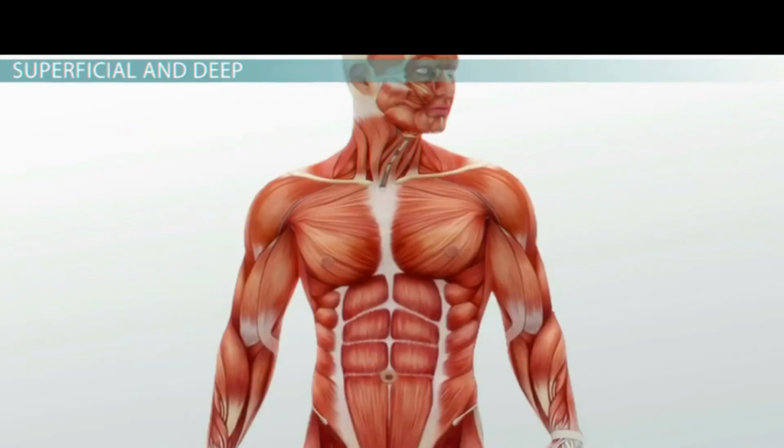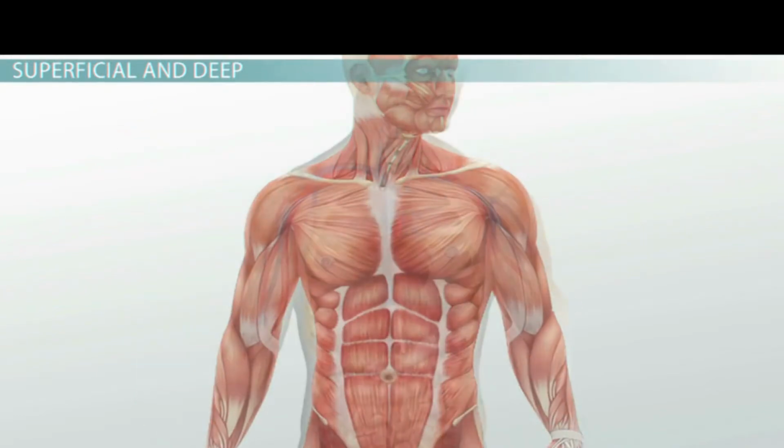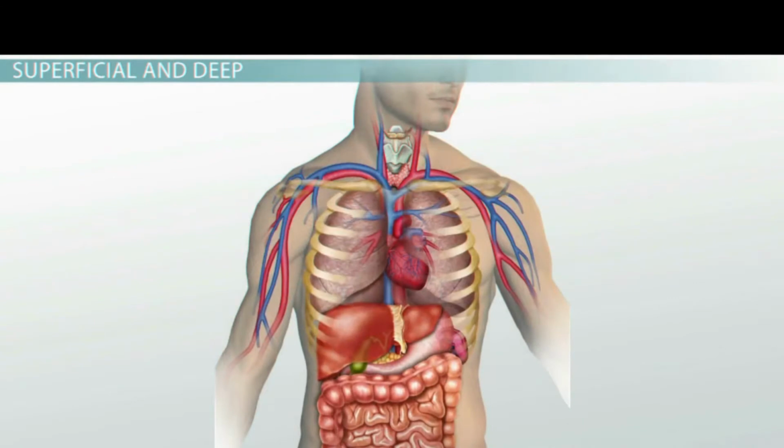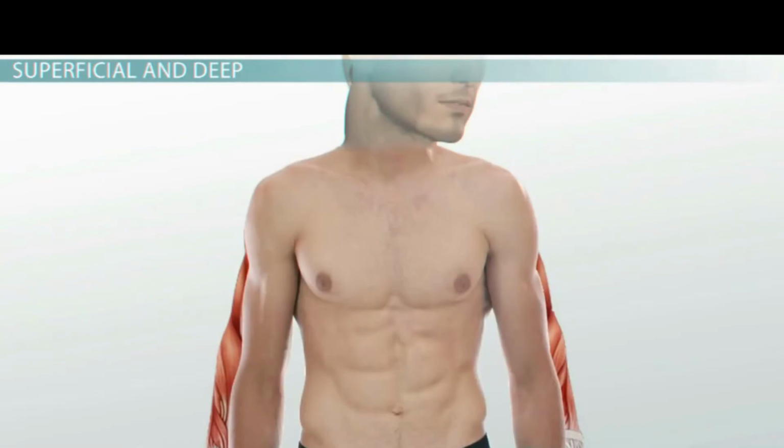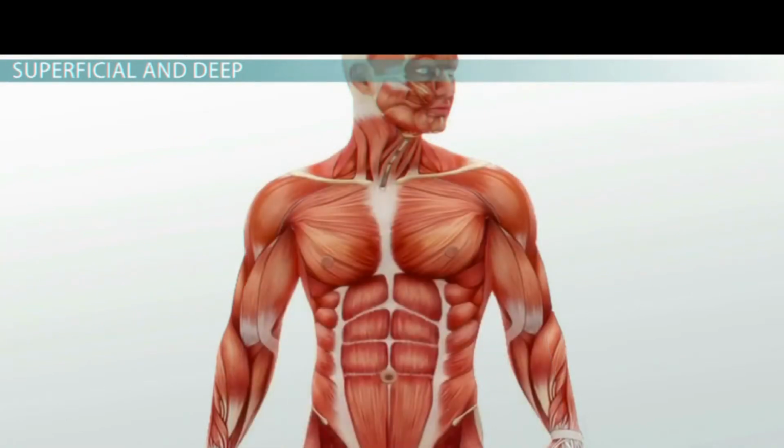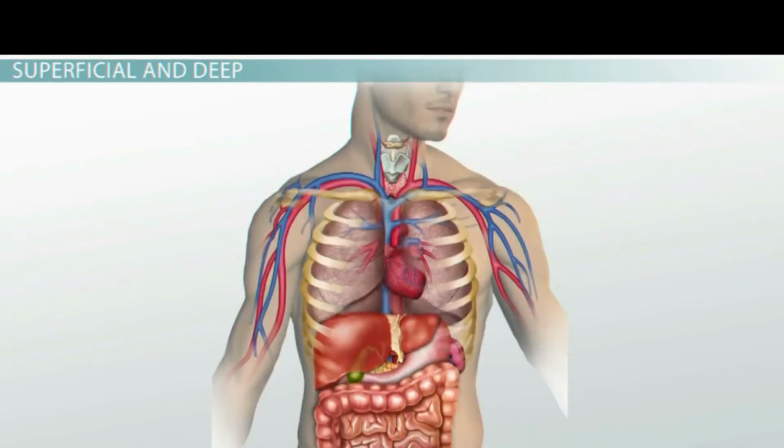As an anatomical example, you can remember which is which by recalling that your intestines or guts are deeper to your abs, which are right underneath the skin, while the abs are superficial to the intestines.